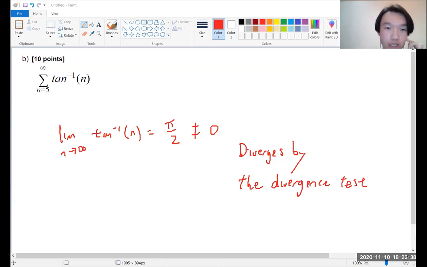Let's see, I believe it was 8.1 because that's sequences. Oh no, 8.1 is sequences. I need to go to series. Divergence. Yes, okay.